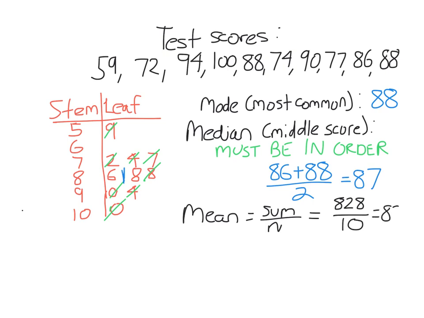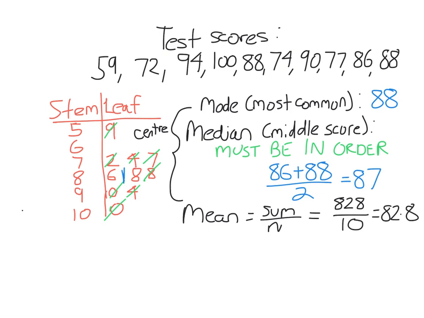Now in this case, I don't get a whole number. It's 82.8, but it doesn't matter. The mean doesn't have to be a whole number. So all of these measures here, the mean, median, and mode, they're supposed to tell us about the center of the data. They're supposed to summarize the data, give us an indication of what is a typical score.